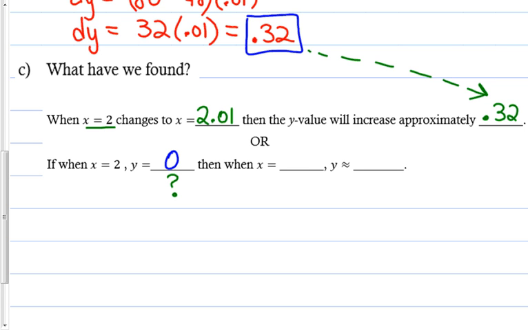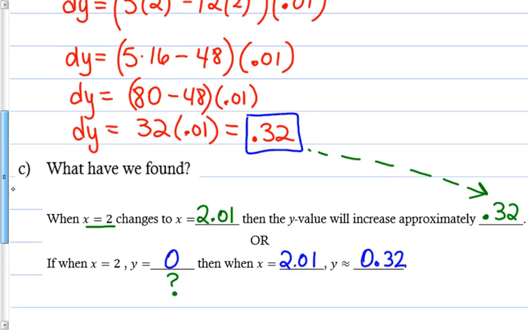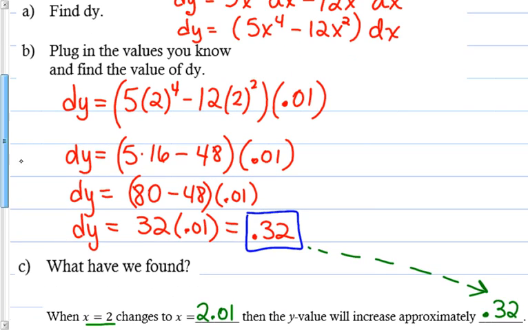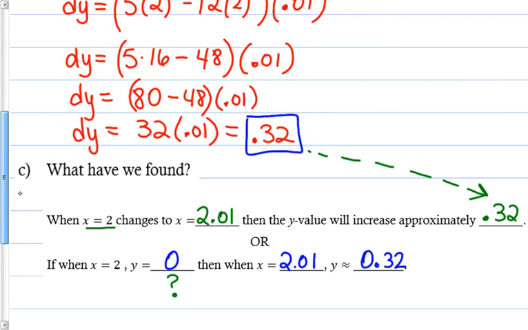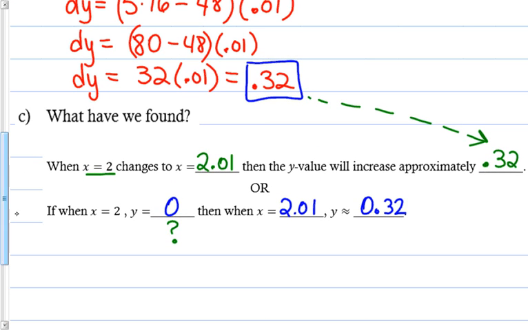Then when x equals 2.01, y is approximately 0.32. Okay? If y had been 4, then it would be 4.32. If it had been 10, it'd be 10.32. So we just found dy as instructed, but I just wanted to explain basically what we just did. Great. Next.